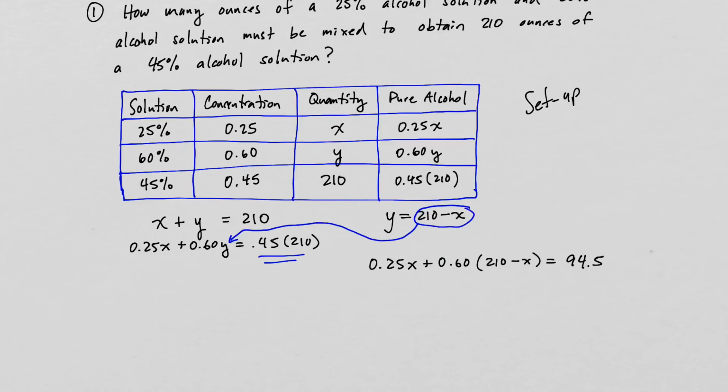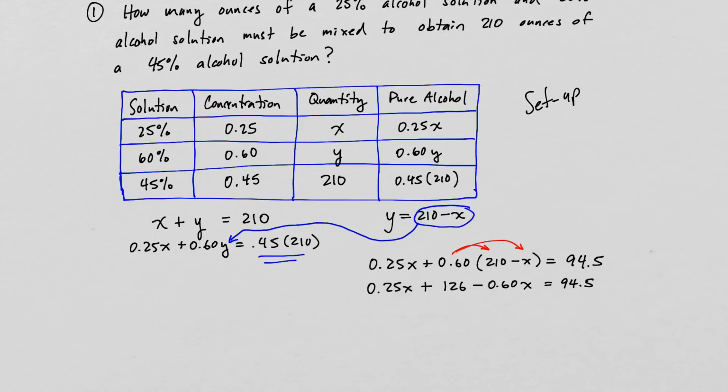And so now all we have to do is solve this equation for X. So we'll do the math here. We get 0.25X plus, now we have to do 0.60 times 210. And if you do that multiplication, you get 126. And then 0.60 multiplied by negative X is going to be negative 0.60X equals 94.5. And the 94.5 here comes from multiplying 0.45 times 210.